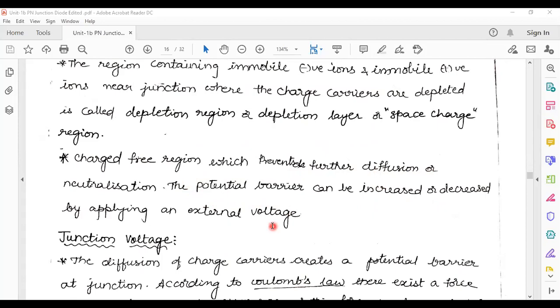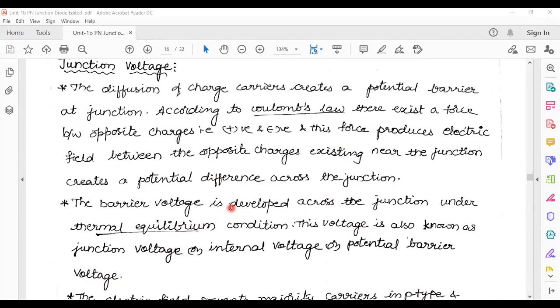Now if we apply a positive voltage, shrinking of the potential barrier may take place and free movement of all the charge carriers will take place, and the flow of current will be high in the forward direction, in the forward bias condition. Whereas in the reverse bias condition, the depletion region keeps on increasing and the flow of current is also low in the reverse bias direction.